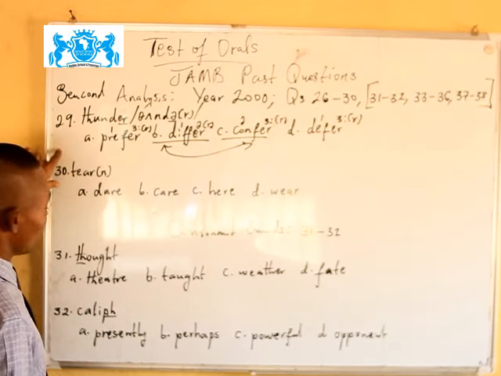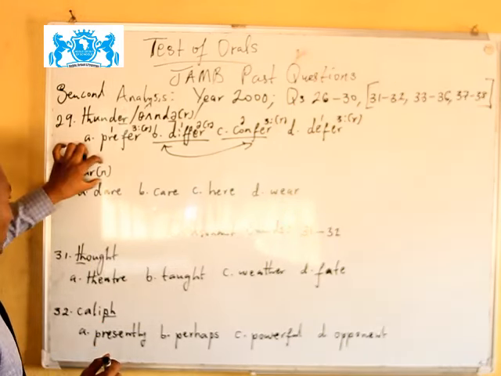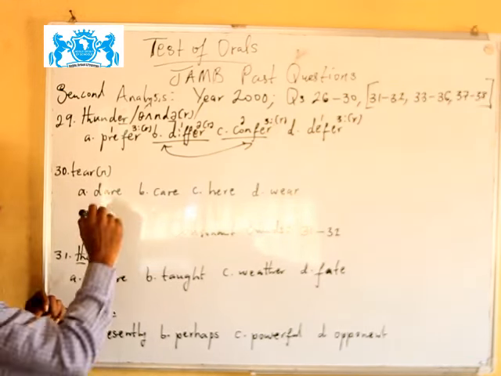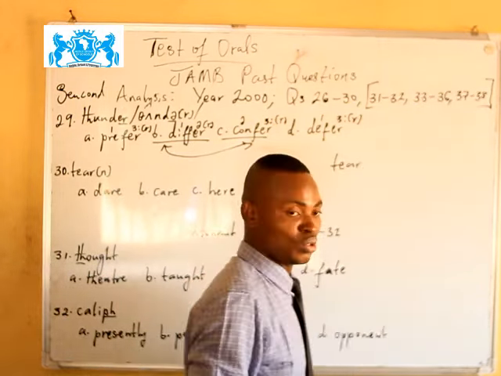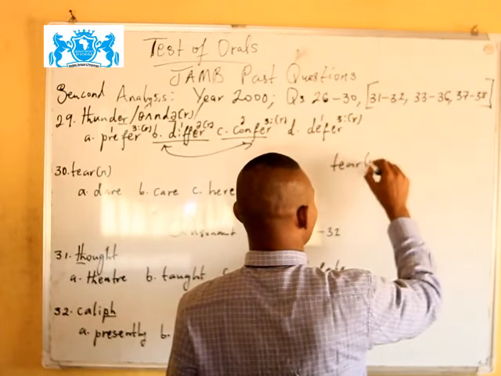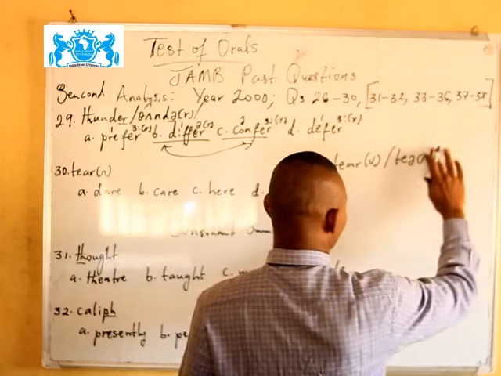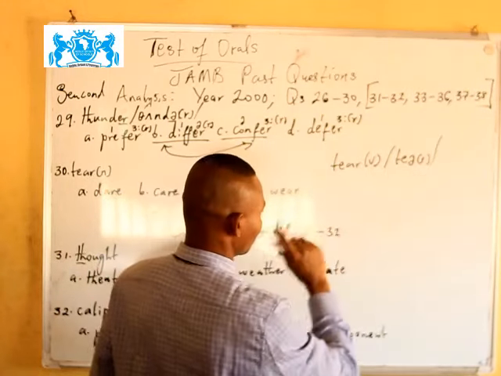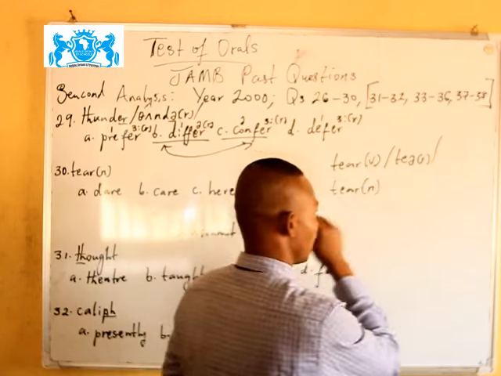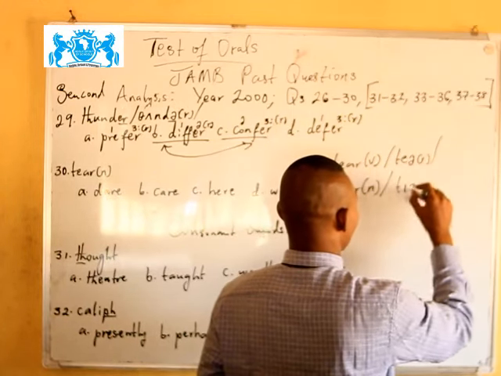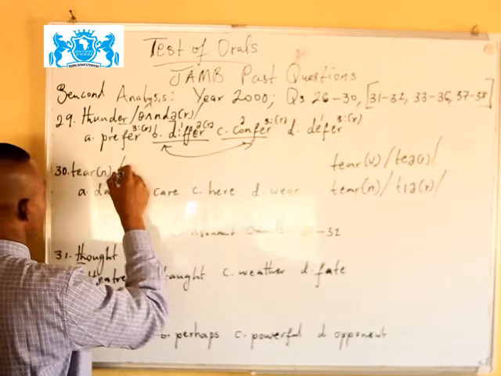So in number 30, we have the word tear, and we have N there, showing that it's a noun. The word tear is complex somehow, in that it can be transcribed in two ways. When it's a verb, we transcribe it as tear, with an R there. And then when it's a noun, as in the one given, we transcribe as tear. So the one we are given here is tear.